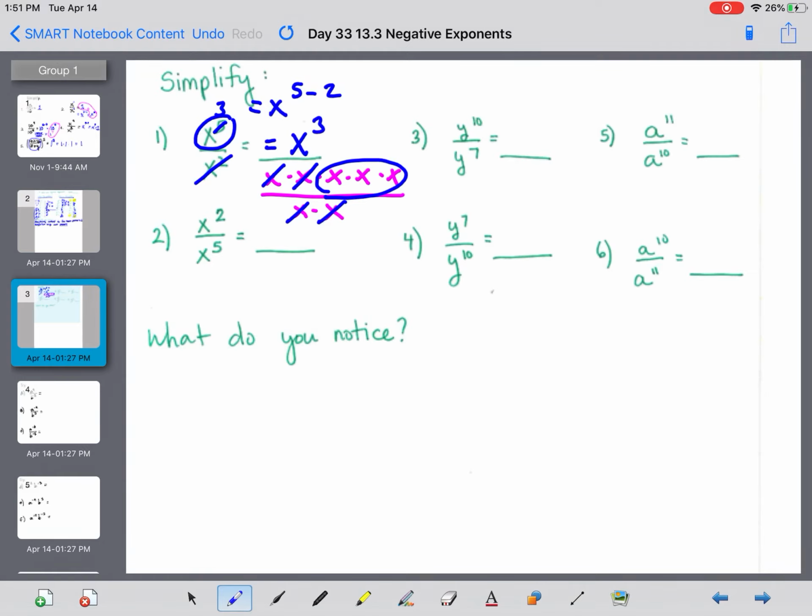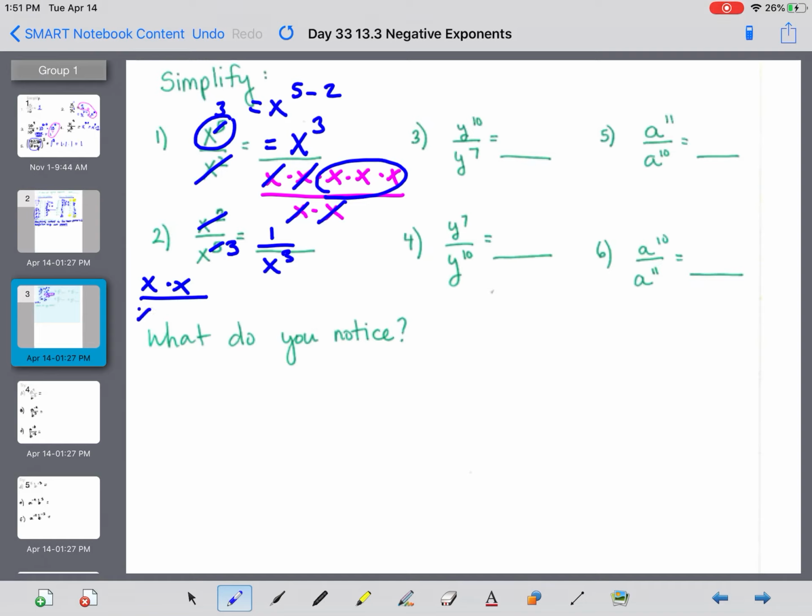So compare that to number 2. There's now more factors of x in the denominator, so these 2 factors of x up top would take away 2 of those factors of x. Since I lost my numerator, I'm going to need to keep 1 as my placeholder up there. And so I'm left with 1 over x to the 3rd power.